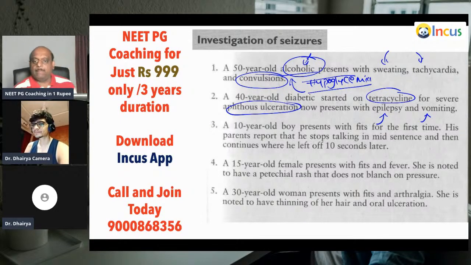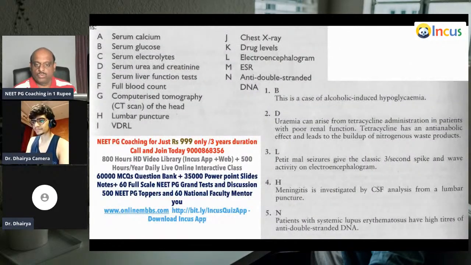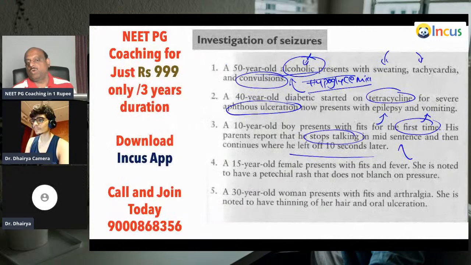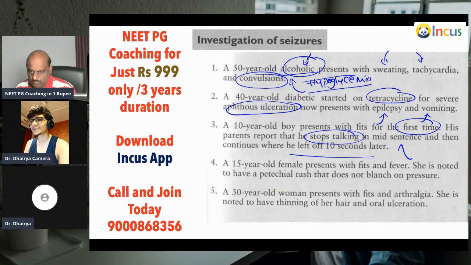Now, 10-year-old boy presents with fits for the first time. And his parents report that he stops talking in the middle of the sentence and then continues after 10 seconds later. So, what is the investigation you want to order and based on the history diagnosis? Now, there are two possible diagnoses for these things. First is absence seizures, and second is that the child is just daydreaming as children do. You have to go for an EEG to find out whether or not this patient has absence seizures. Drug of choice is valproate. Another possible drug is levetiracetam.